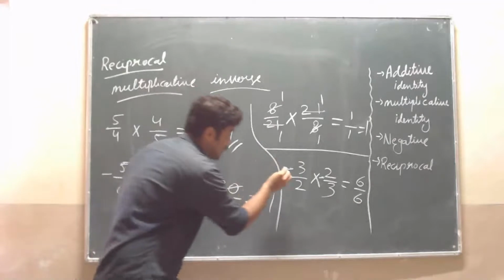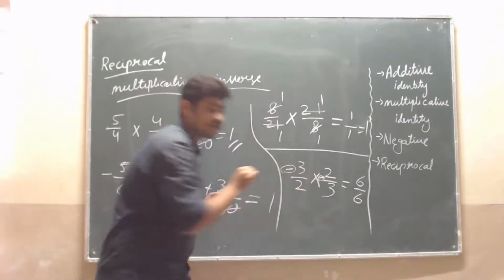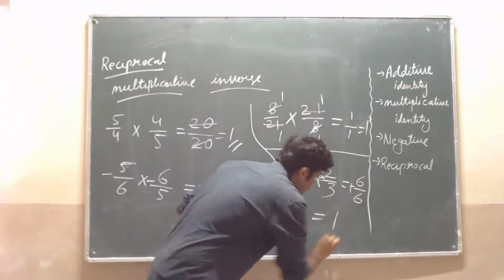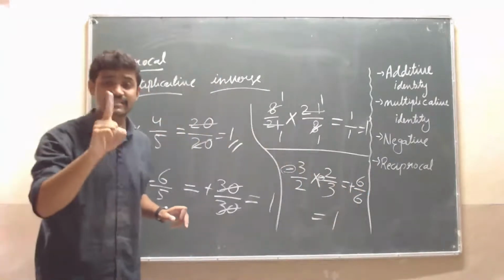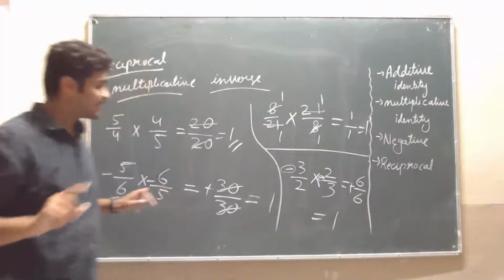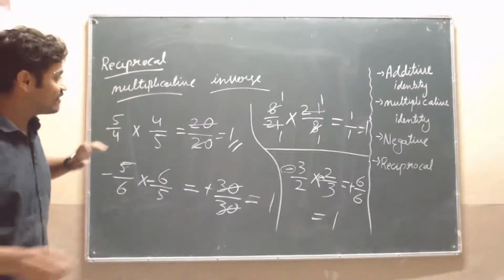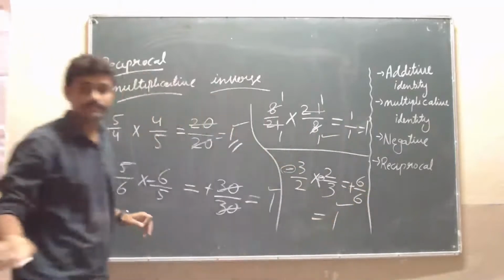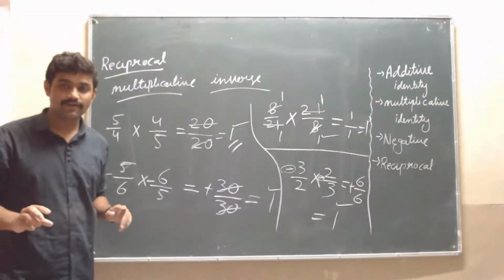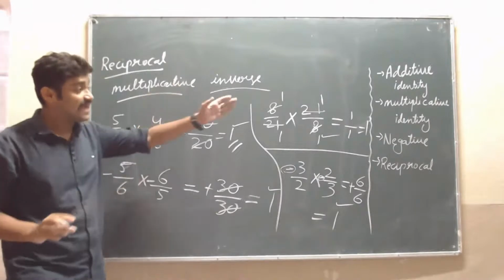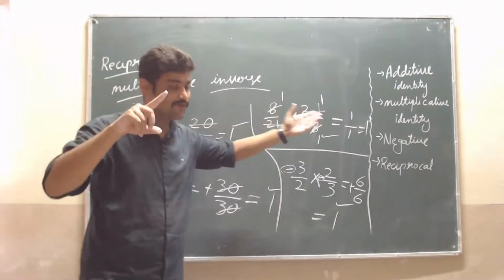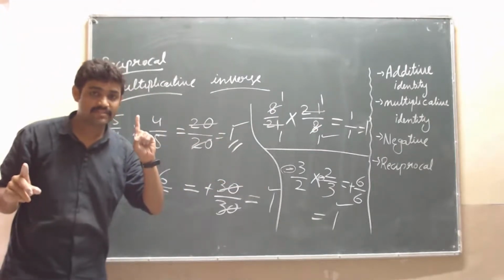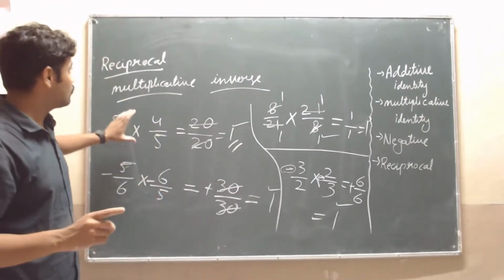See here one more time. Minus is here also, minus here also. That is minus into minus, that is plus. Then what is the answer here? 1. Then we can say that the multiplicative inverse is 1. But the additive inverse is 0. But the multiplicative inverse is 1. Understood? That is what we have to do for reciprocal.